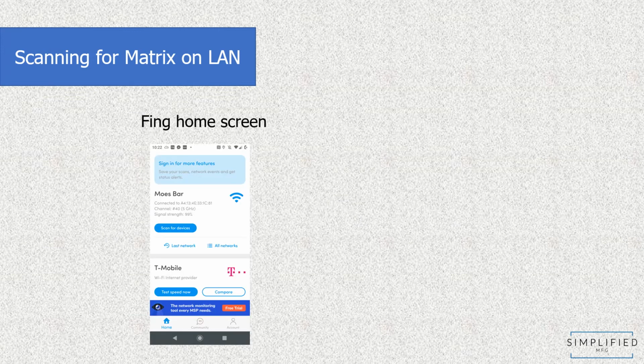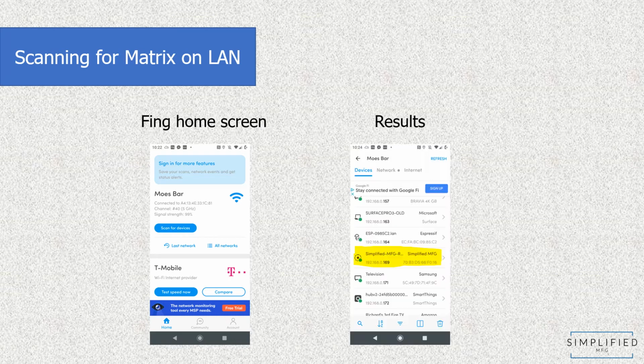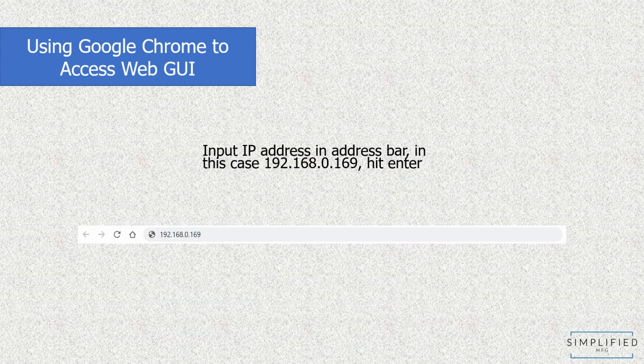So scanning for the matrix on the LAN, here's the Fing home screen. You'll see the network that you're connected to. You'll see a button that says Scan for Devices. You'll click that, and then you'll get results. You can scroll down through the results, and if you look, it says Simplified MFG-R, and if you open it up, it'll say RM44C. My IP address is 192.168.0.169. Remember that.